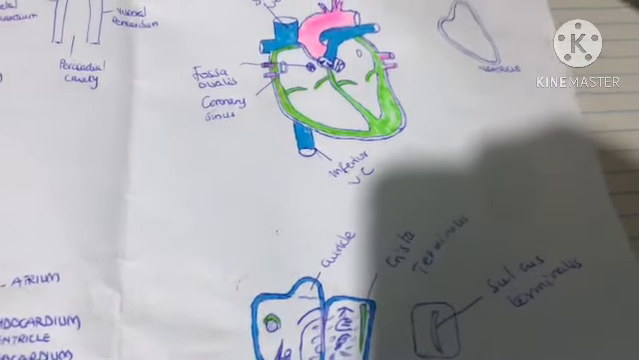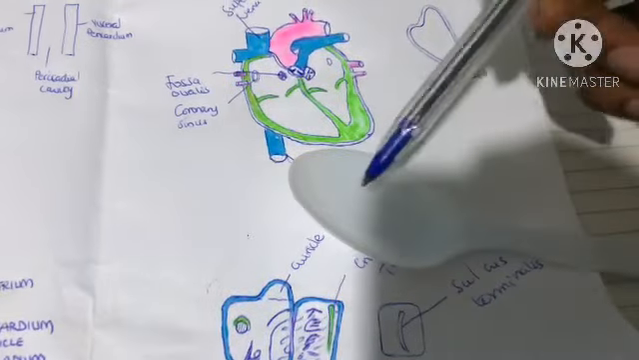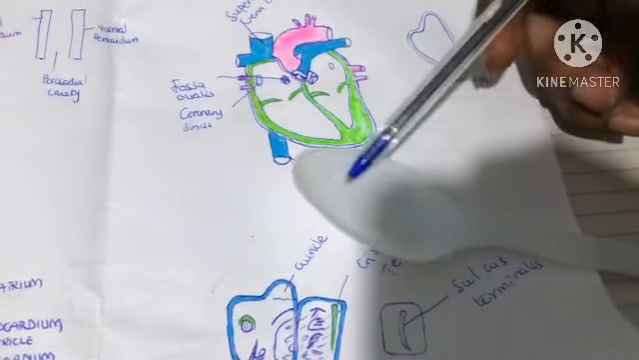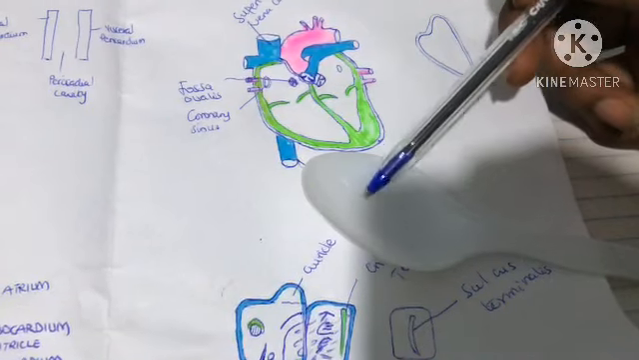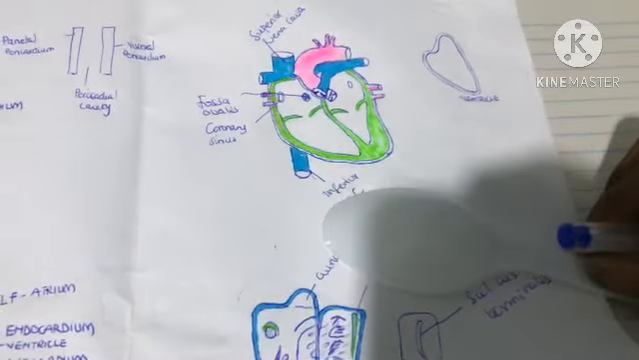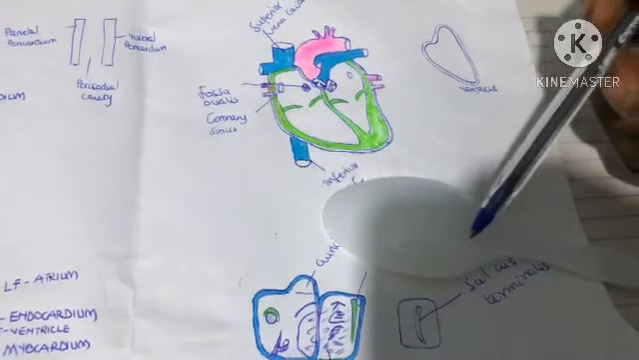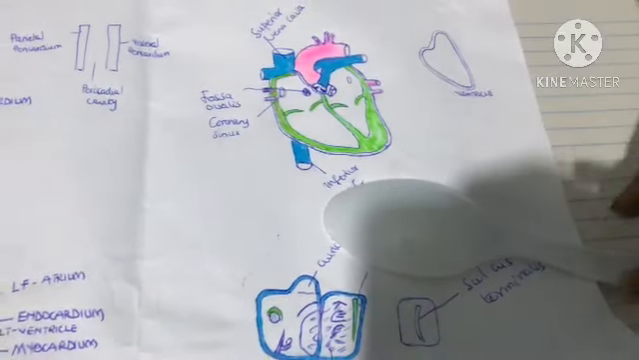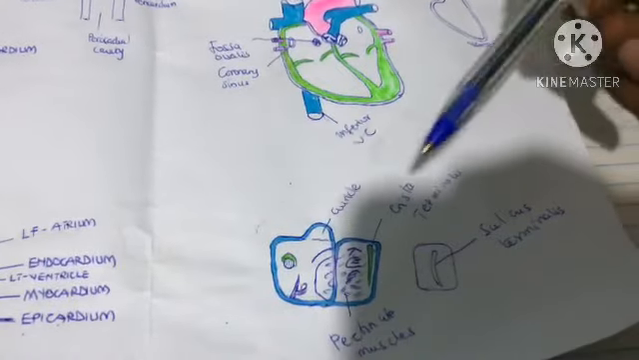Let me use this spoon as an example. Let's say that this is the external surface and this is the C-shaped groove called the sulcus terminalis. It actually goes inside and forms this structure called the crista terminalis. Hope you understand.